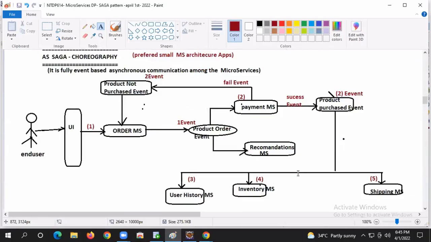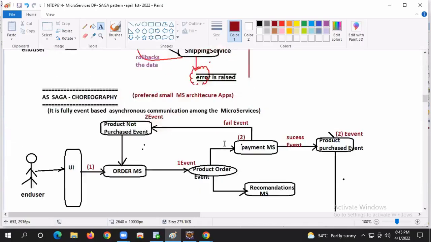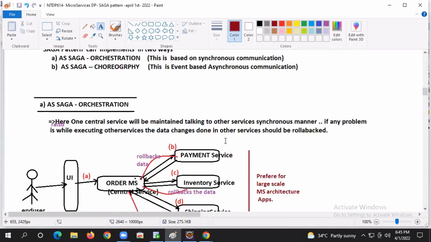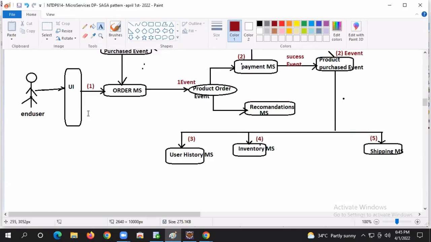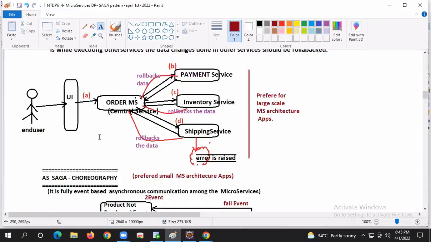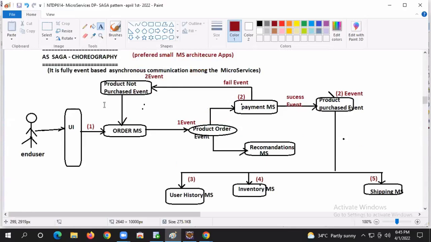So this is the SAGA pattern concept, guys. I hope the concept is registered in your brain. If someone asks you what is orchestration and what is choreography of SAGA, are you able to explain, guys? Choreography is full of event-based, asynchronous communication. Here, full synchronous communication. Here, full asynchronous communication. Got it, guys? I'll check the possibility of implementation.